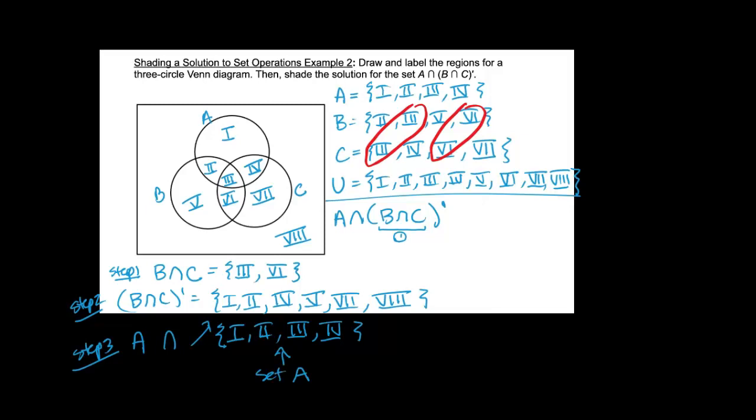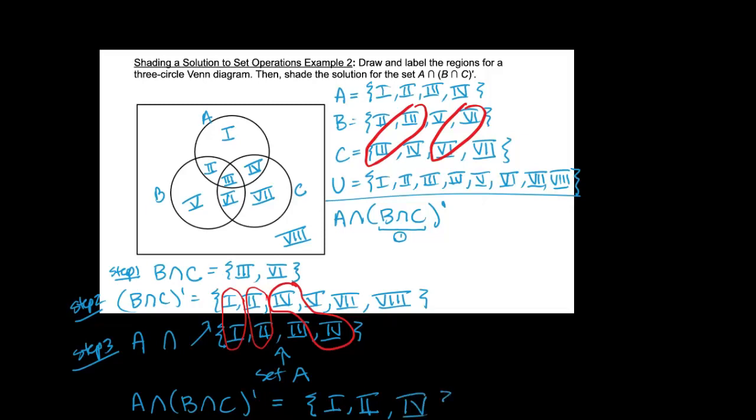And then I'm intersecting it with this last step, so B intersect C complement. So I'm going to look and see what they have in common. They both have region 1 in common. They have region 2 in common. And then it looks like they have region 4 in common. So that is going to be my final answer. So I'm going to write out A intersect B intersect C complement is equal to the set with 1, 2, and 4. So those are the regions.